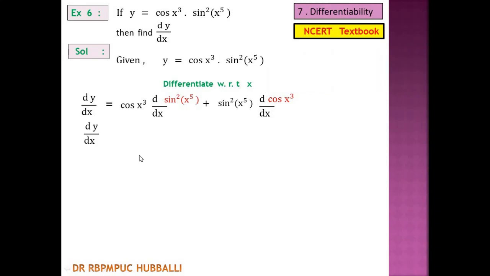Okay, so dy by dx is equal to cos x cube. Here d by dx of sine square x raised to 5, this is composite of three functions. One is whole square we have, therefore it is function raised to n, and then it is sine x raised to 5, it is a composite. Instead of sine x, it is a sine x raised to 5. X raised to 5 becomes h. This is f, this is g, and this is h. Now see how I write the derivative of this function, sine square x raised to 5.